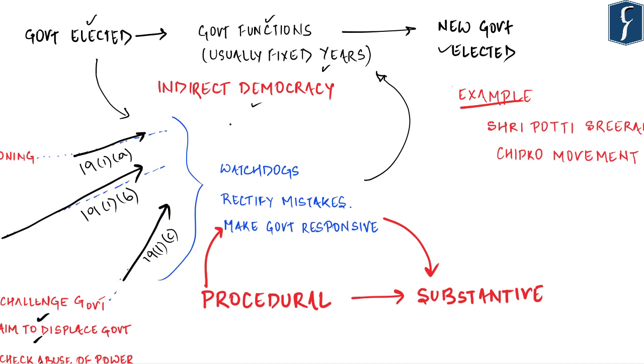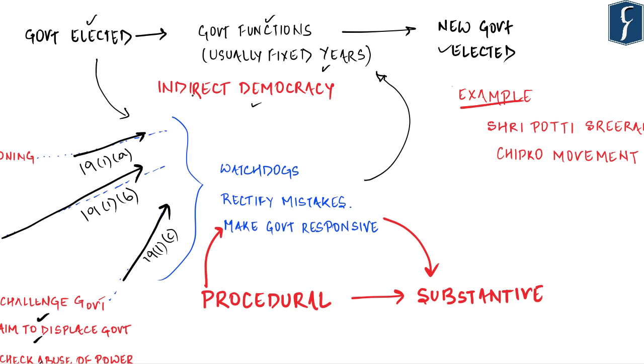Now under indirect democracy, people elect their representatives who, on behalf of those who have elected them, formulate laws and carry out the day-to-day governance of the country. This right of every citizen to freely elect their government and, when dissatisfied with its performance, to vote it out of power is given by Article 326.